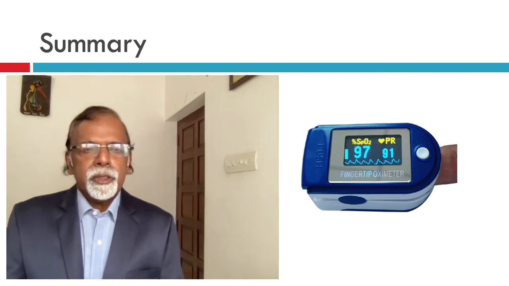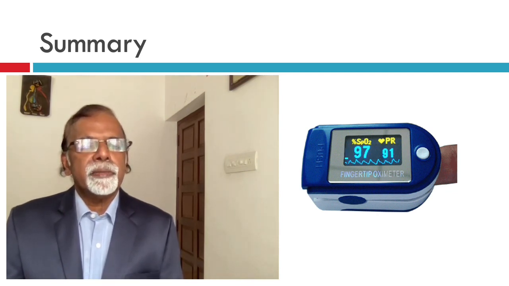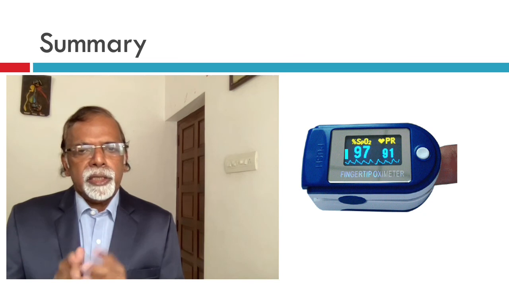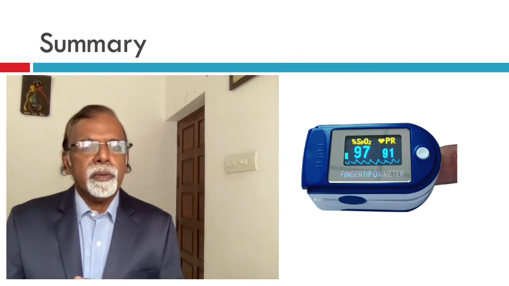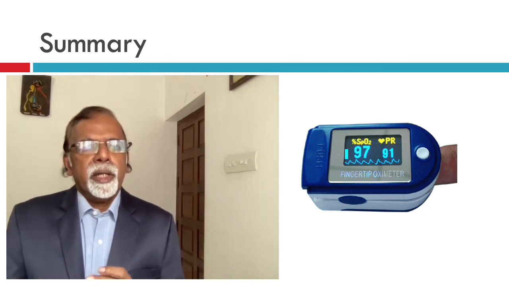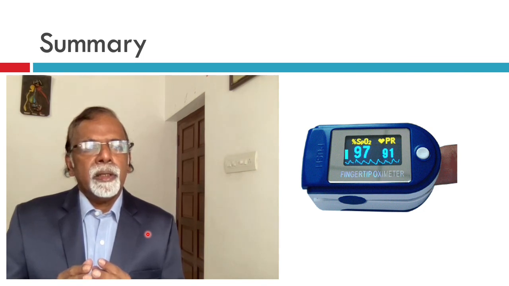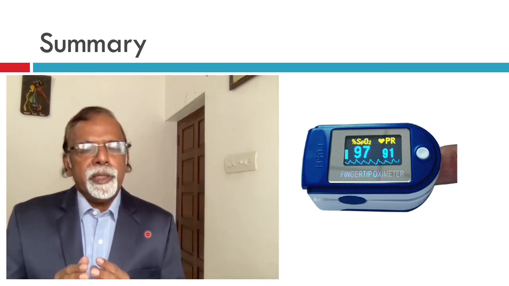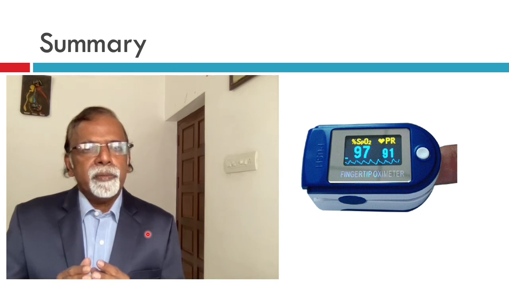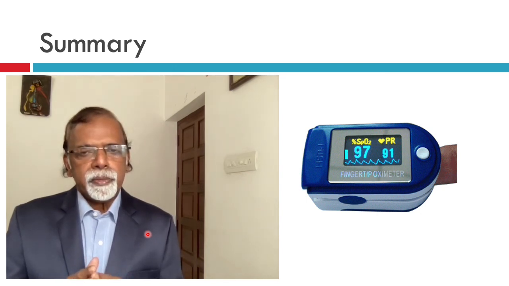So in short, we have discussed what is hypoxia, what is hypoxemia, and how to utilize pulse oximetry for measuring saturation of oxygen in the periphery, factors interfering with the values, and the PPG or photoplethysmograph and pulse oximetry.